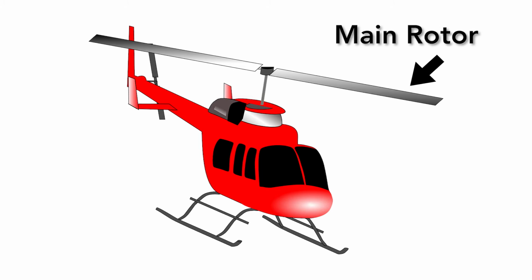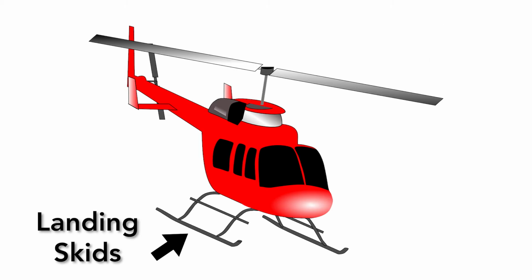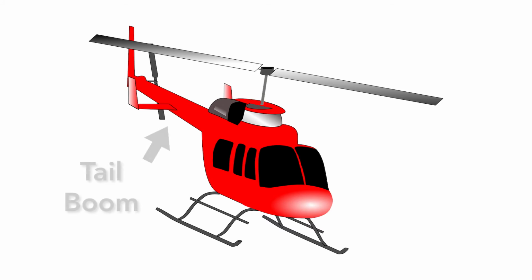The main rotor. These are the blades on the top that help the helicopter to fly. They act as a big fan. The blades are angled up a bit, so as they spin, the air goes down to allow the helicopter to go up. Landing skids. These keep the fuselage, the body, off the ground. Tail boom. This connects the tail rotor and the fuselage.